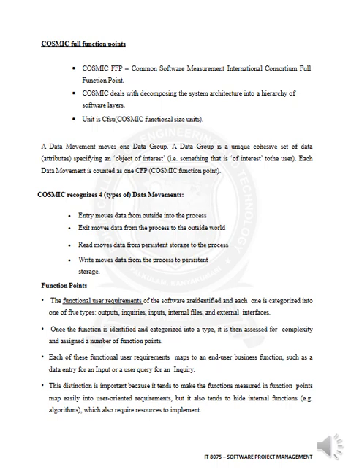Function points: function user requirements of the software are identified and each one is categorized into one of five types: outputs, inquiries, inputs, internal files and external interfaces. Once a function is identified and categorized into a type, it is then assessed for complexity and assigned a number of function points. Each of these function user requirements maps to an end user business function, such as a data entry for an input or a user query for an inquiry.